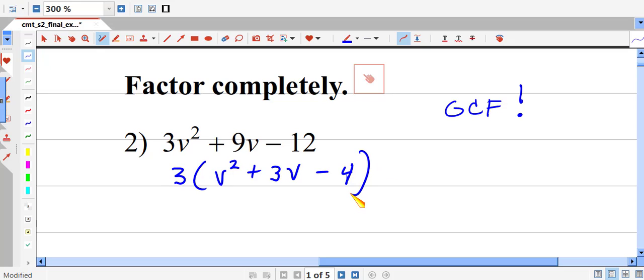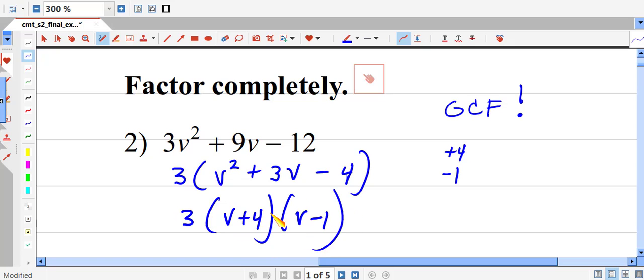So I divided out the 3, and now I have a simple trinomial to factor with a leading coefficient of 1. So I'm looking for two numbers that multiply to be -4 and add up to +3. Well, that would be +4 and -1. So that means I'm going to do v plus 4 and v minus 1.